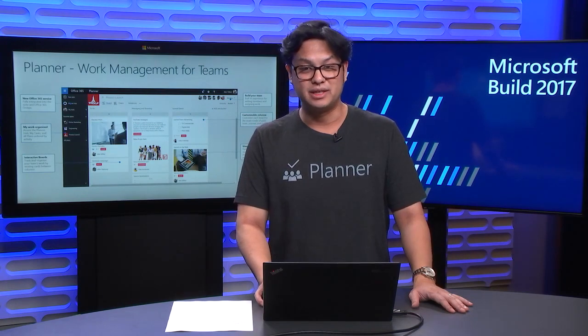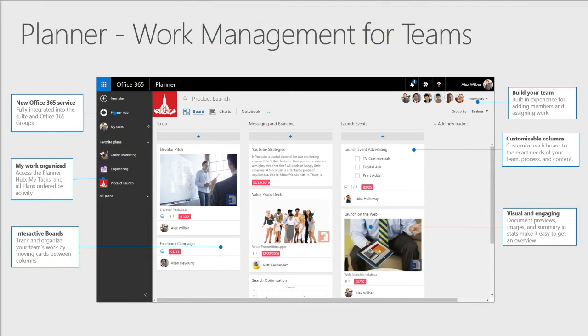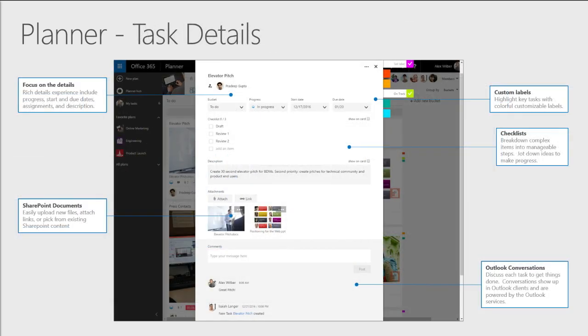The core of the experience for Planner is this board that you see. On the board, you can have different columns, which we call buckets, and tasks that go into them. You also have the ability to drill into any of these tasks and have additional metadata. So these are the common types of stuff that you'd expect: start dates, due dates, assignments, progress, checklists, things of that sort. You also have the ability to associate documents with each of these tasks, as well as have comments and conversations on these tasks.